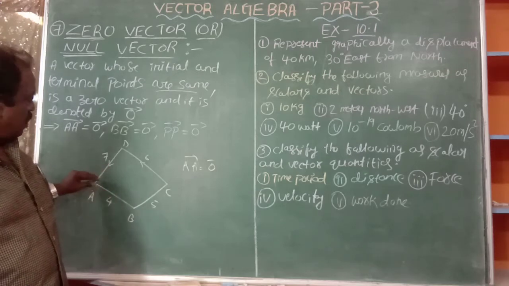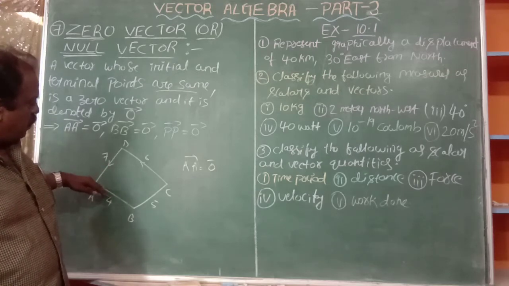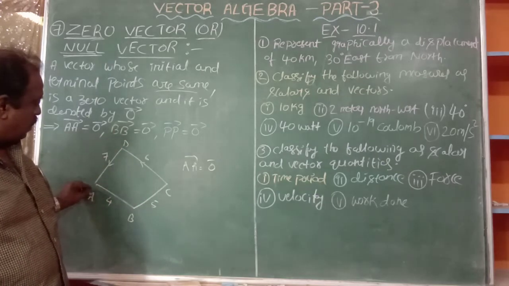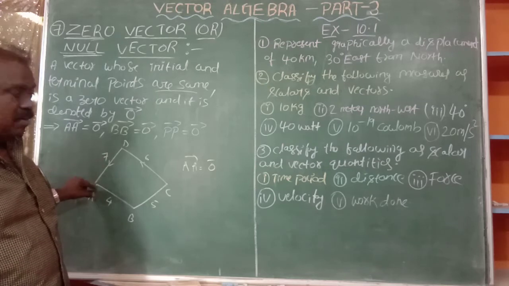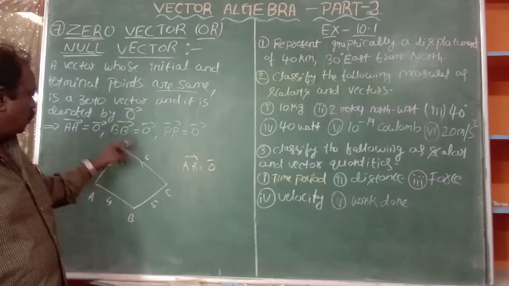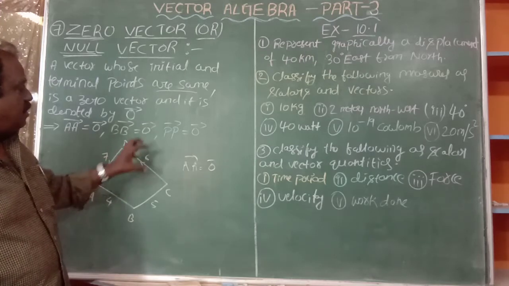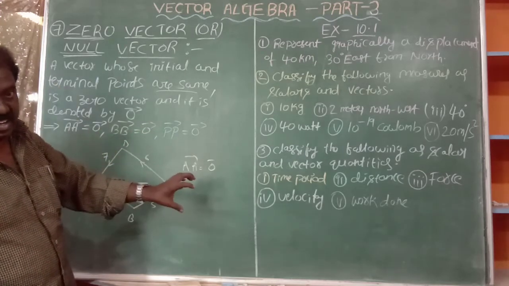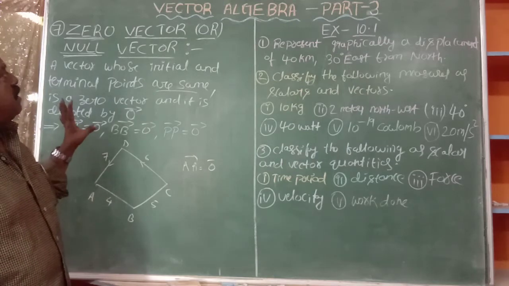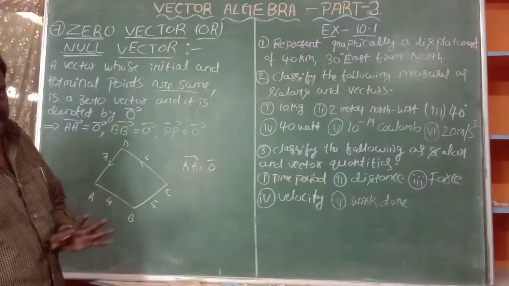Here the displacement of the body, displacement of the thing, displacement of the particle is A to A only, not AD or AB or AC. A to A only. In this case, it is called a zero vector. Right. Now, 7 types of vectors are finished.